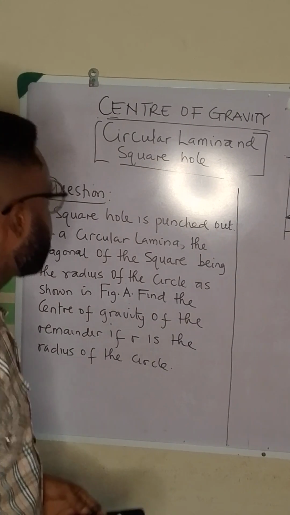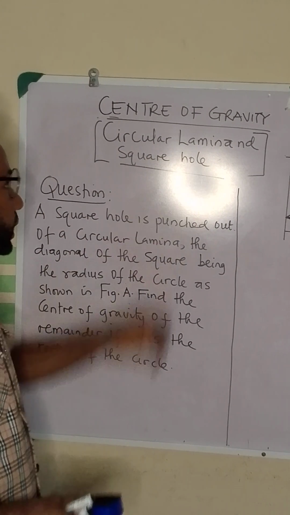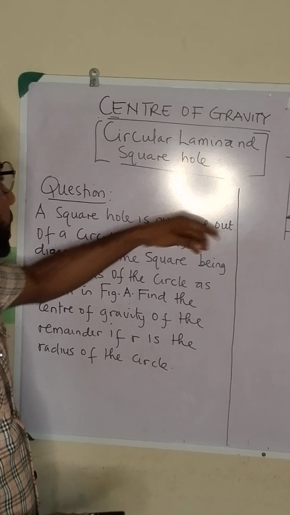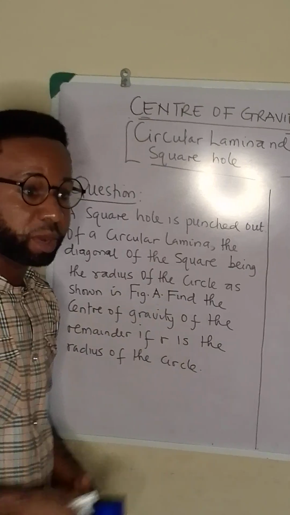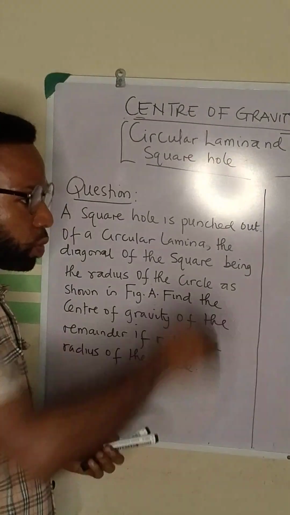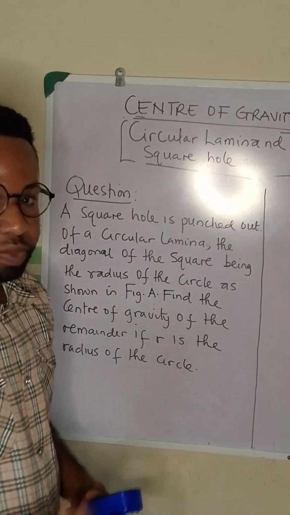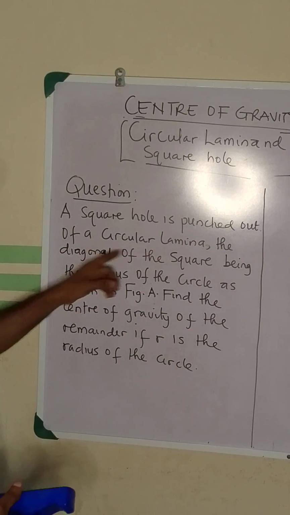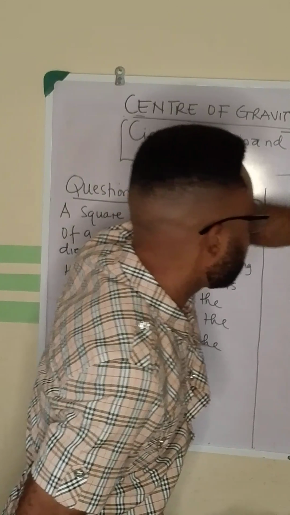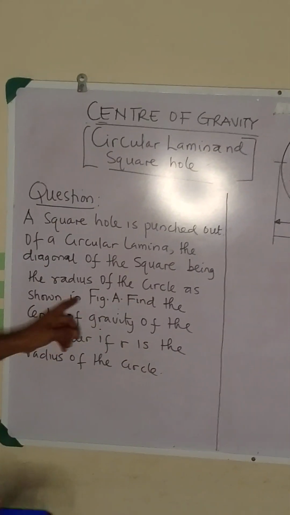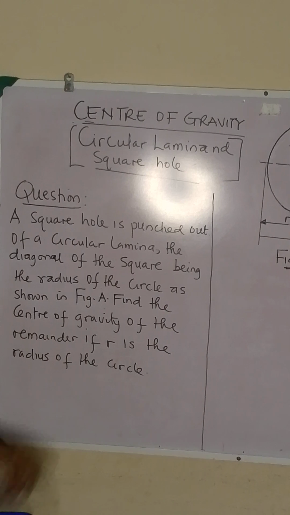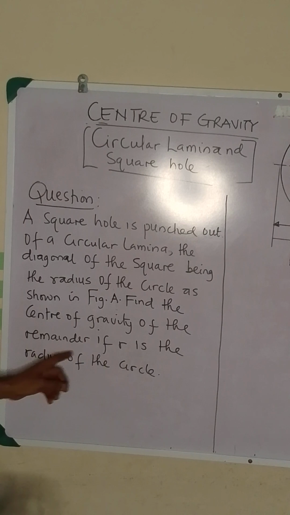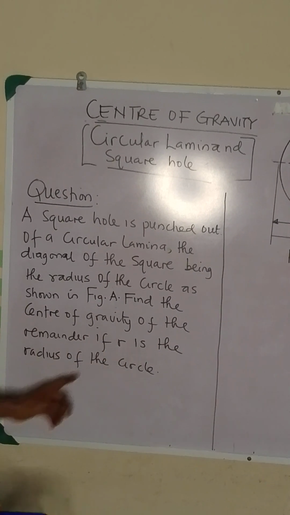Hello viewers, we are going to still look at center of gravity, and under center of gravity we are going to consider a circular lamina and a square hole, the situation whereby you have a circle and there is a square hole cut out from the circle. And so the question is, a square hole is punched out of a circular lamina. This is a hole, it has been punched out, r being the radius of the circle as shown in figure 1. Find the center of gravity of the remainder if r is the radius of the circle.